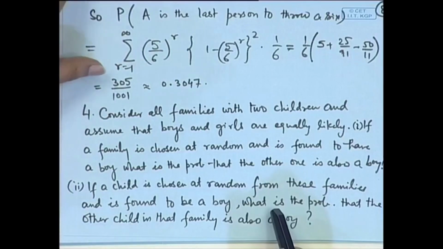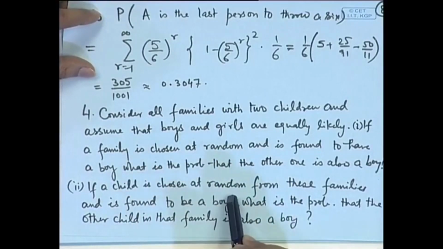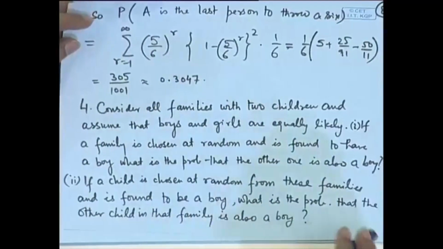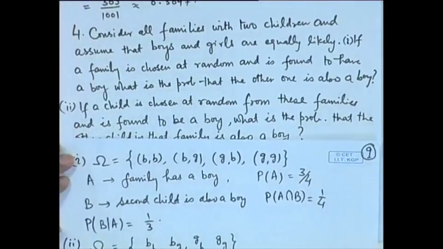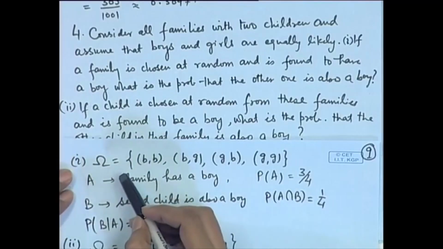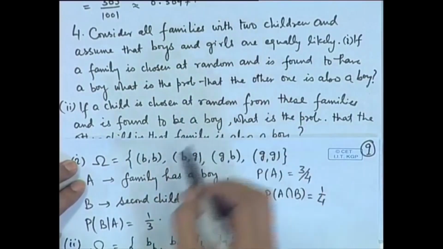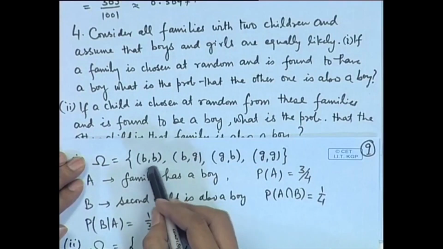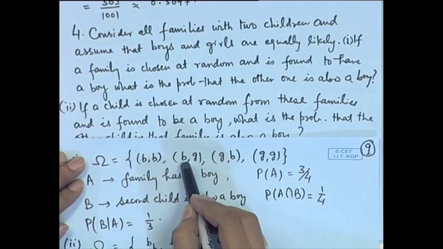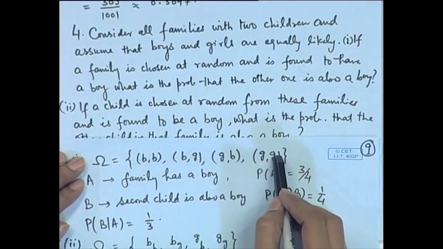Notice here that the sampling scheme is different. In the first one, the family is chosen, in the second one, the child is chosen. You will see that the representation of the sample space will be different in both cases. Let us take the first case. In the first case, we are considering families with 2 children. So, we can put it as an ordered pair: both of them are boys, first is a boy and second is a girl, first is a girl and second is a boy, or both are girls.